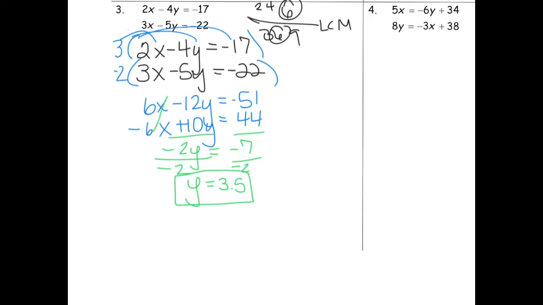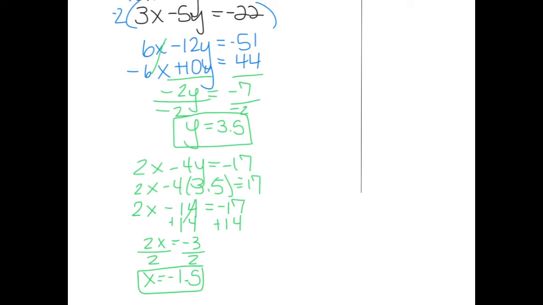Okay, so now we're going to take our value of 3.5 and plug it into one of the original equations. So I have 2x minus 4y, I'm going to use the one on the top, is equal to negative 17. And wherever I see y, I'm going to plug in positive 3.5. And I'm just going to solve for x. So if you got a decimal and you think you did it wrong, and you got negative 1.5, you're actually right. You can get decimals. It's okay. Don't think you're wrong just because you get a decimal.